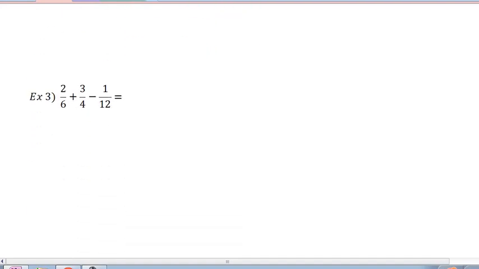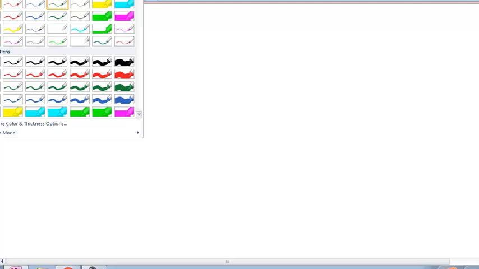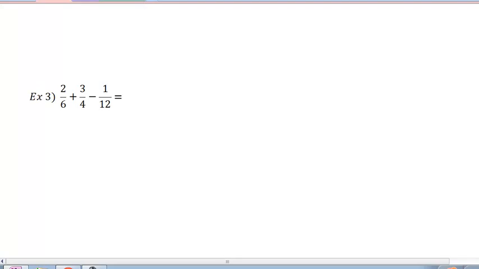Alright, last example. Now I have 3 fractions. Well, the process doesn't change any if I have 3 fractions sitting in front of me. Rather, I just need to make sure that all of them have the same common denominator. In this case, it's going to be 12. 6 and 4 both divide 12, so I can change all of them to 12. So let's do that first.